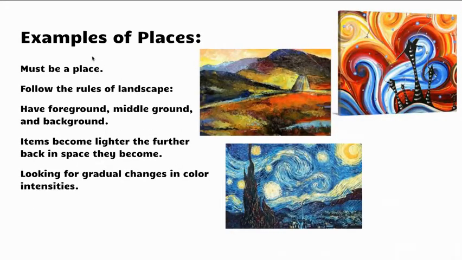Examples of places. Follow the rules of landscapes. You have to have a foreground, middle ground, and background. It becomes lighter the further back in space it becomes. I'm looking for gradual changes in color intensities. So as you can see, we have different color levels here and changes in colors.